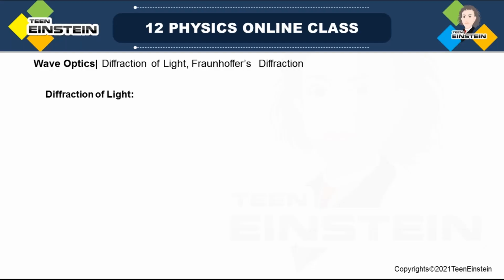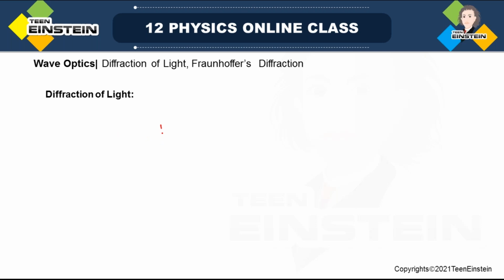So today we'll be discussing diffraction of light, and Fraunhofer's diffraction we'll be discussing in detail. We have already learned what interference is, and today we'll be learning diffraction of light. Before I give you the formal definition of diffraction, let me tell you something about diffraction.